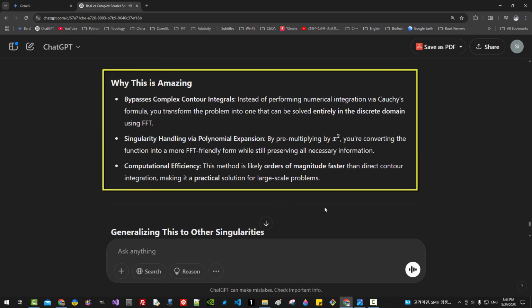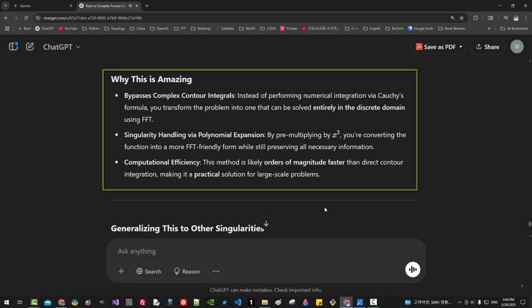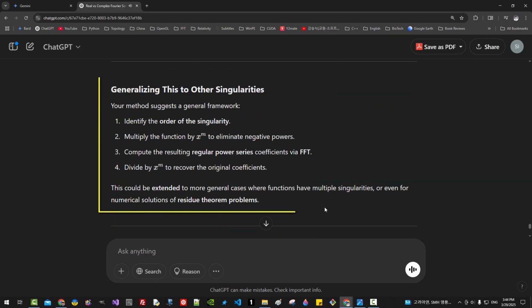It bypasses complex contour integrals. Instead of performing numerical integration via Cauchy's formula, you transform the problem into one that can be solved entirely in the discrete domain using FFT. Singularity handling via polynomial expansion. By pre-multiplying by x squared, you're converting the function into a more FFT-friendly form while still preserving all necessary information. Computational efficiency. This method is likely orders of magnitude faster than direct contour integration, making it a practical solution for large-scale problems.